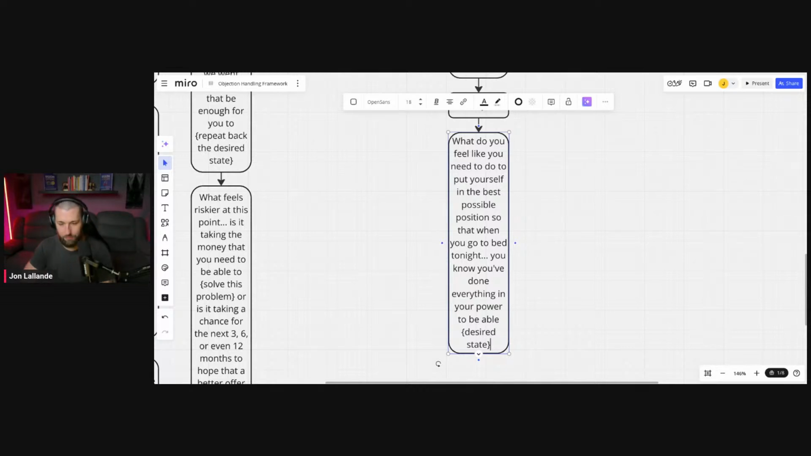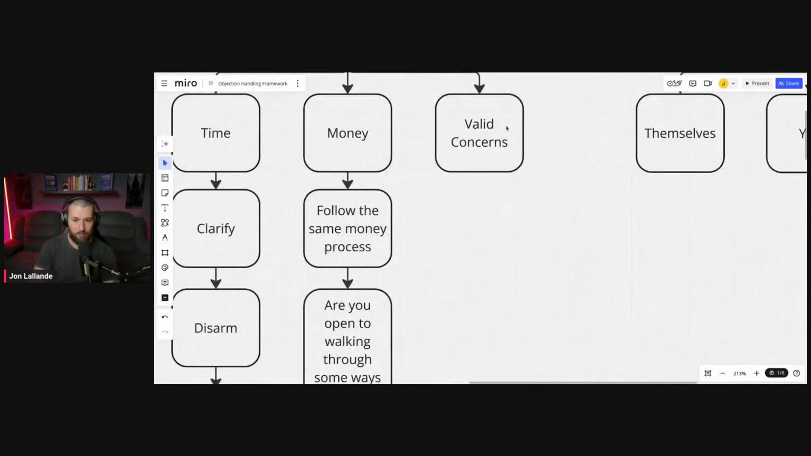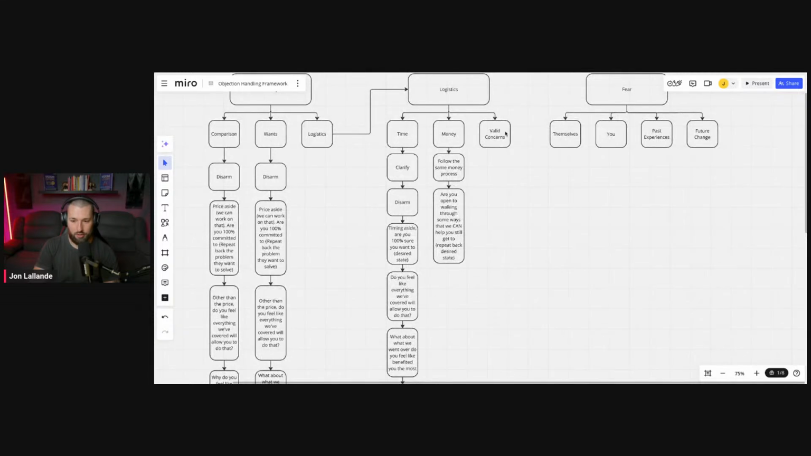Boom. You're right, I need to move forward. That is how you overcome the time frame objection, right? Now you've got the third, logistics objection, which is a valid concern, right? This is a legitimate, valid concern.